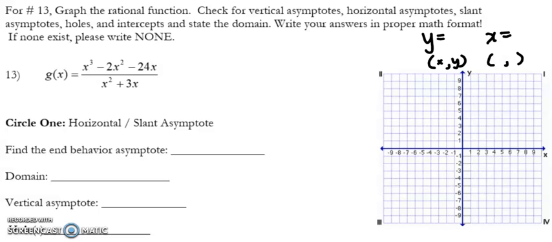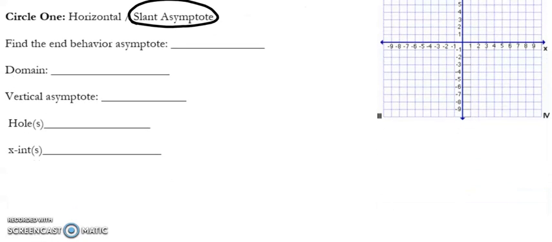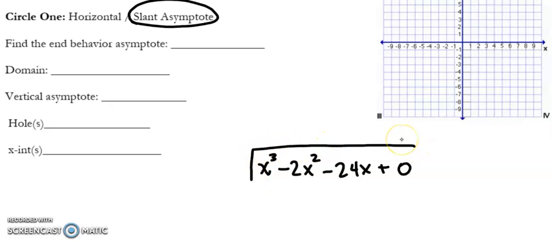So first thing, to do your analysis, it says to circle one if there's a horizontal or a slant asymptote. Well, in this case, we are top heavy because x to the third is a greater degree than x to the second, so we know we're going to have a slant asymptote. The way we find that slant asymptote is by actually doing this division. Now, for better or for worse, this division requires long division, a nice little reminder. So I'm going to take x to the third minus 2x squared minus 24x plus 0 for a placeholder, and I get x squared plus 3x.